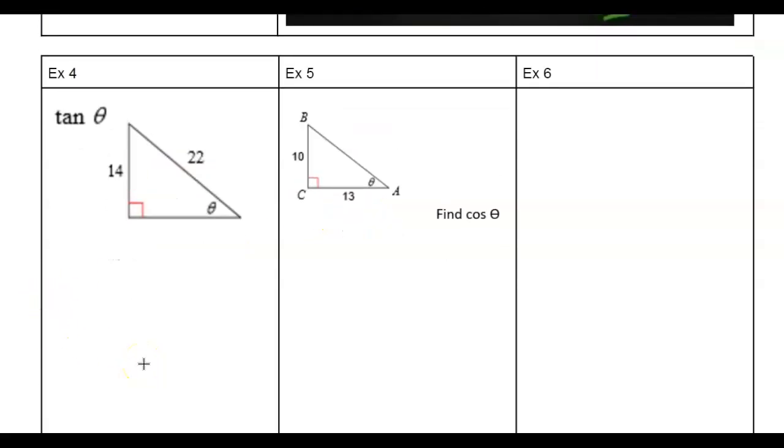On example 5, we've got the cosine of theta. Now, because theta is by A, I could also have written this as the cosine of A. All right? So what we need to do is cosine is CAH. So I've got adjacent over hypotenuse. And so here's theta. So right next to it, that's my adjacent. I know this is my opposite, and this is my hypotenuse. So I know my adjacent is 13.